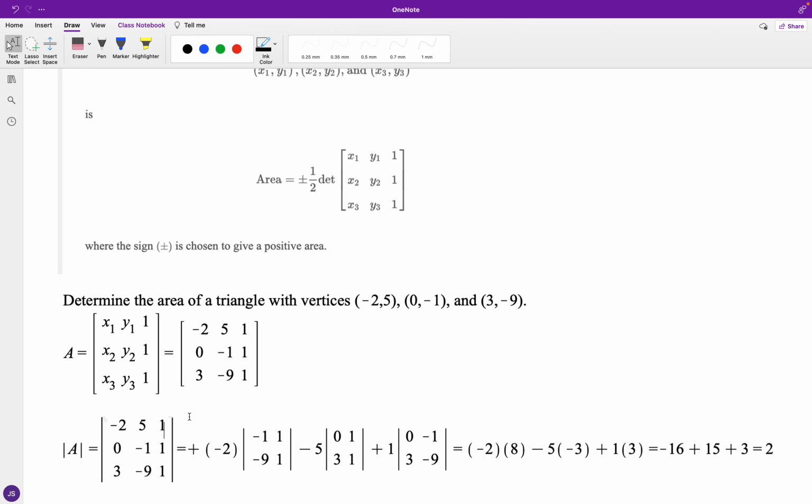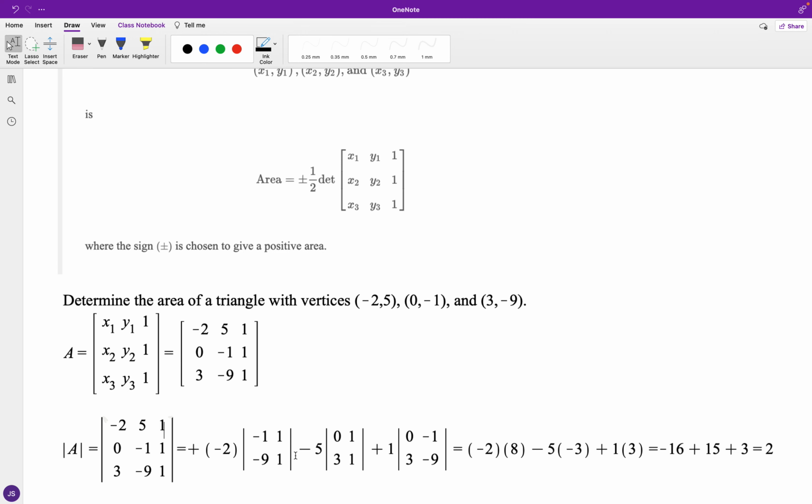So we have the plus application of -2 times the minor of the first row, first column, consisting of, in the 2 by 2 determinant, the values -1 and 1, -9 and 1. Then we have -5 times the 2 by 2 consisting of 0, 1, 3, and 1. And then we have +1 times the minor of the first row, last column, with 0, -1, 3, and -9.